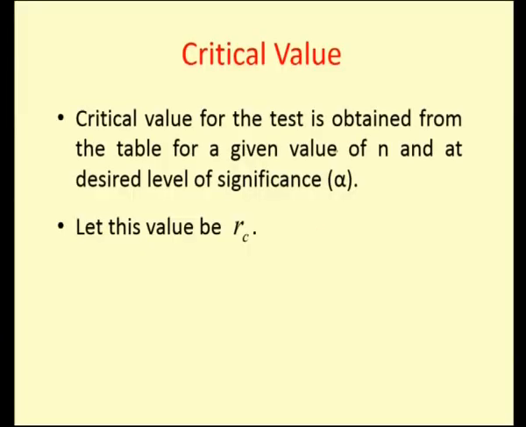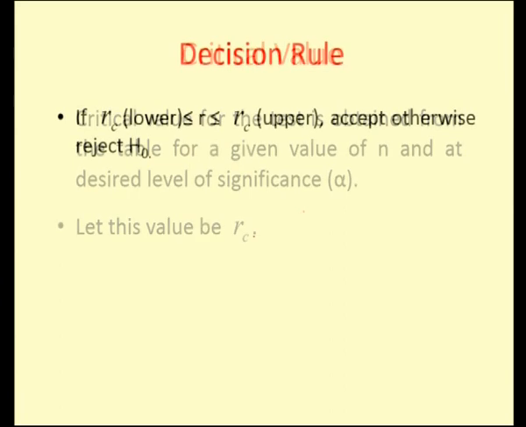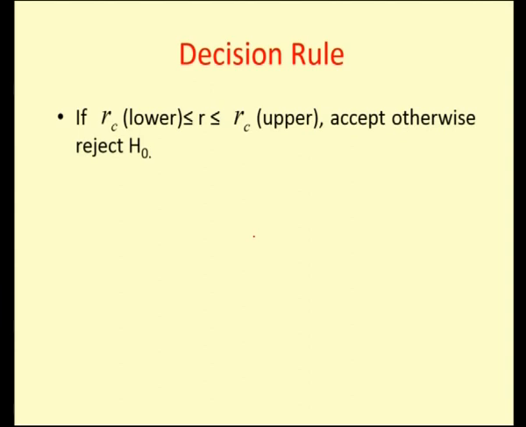Next is the critical value. The critical value for the test is obtained from the table for a given value of n and at the desired level of significance, namely alpha. We are going to denote this critical value as RC. What decision has to be taken depends upon the table value obtained from the run test. That is, if RC lower is less than or equal to R, less than or equal to RC upper, we accept the hypothesis, otherwise we reject the hypothesis.